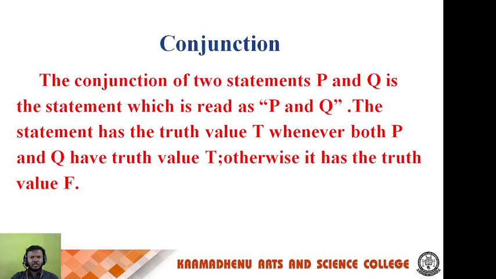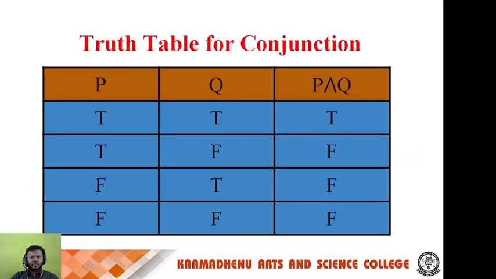Conjunction. The conjunction of two statements P and Q is the statement which is read as P and Q. The statement has the truth value true whenever both P and Q have the truth value true, otherwise it has the truth value false. Truth table for conjunction. Here P and Q are two statements with truth values true true, true false, false true, false false. The result will be true, false, false, false. Only when both P and Q have the truth value true will the result be true, otherwise the result will be false.